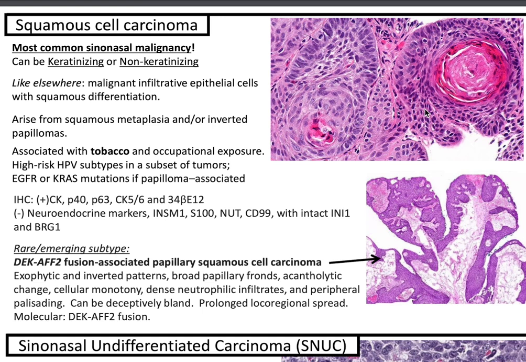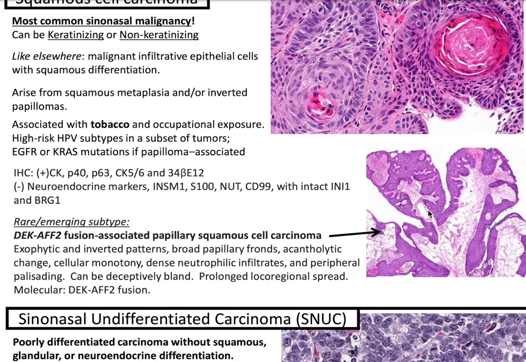The architecture is exophytic and has an inverted pattern. You'll have broad papillary fronds, acantholytic change, cellular monotony, dense neutrophilic infiltrates, and peripheral palisading. It can be deceptively bland. It has prolonged local regional spread, and the molecular, as inferred by the name, is DEC-AFF2 fusion.